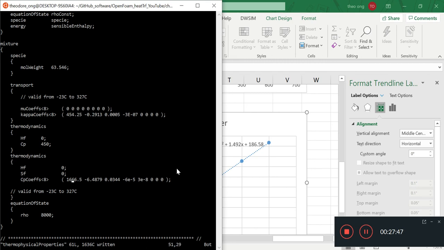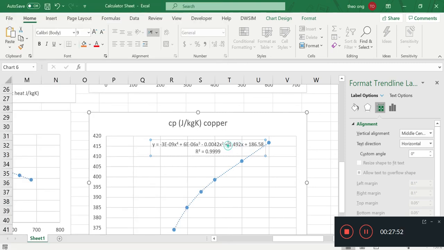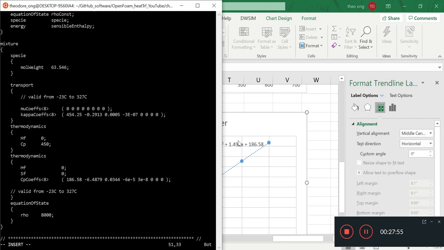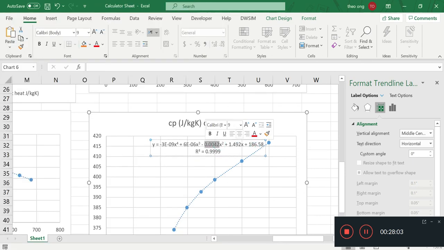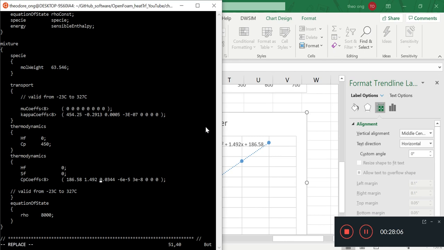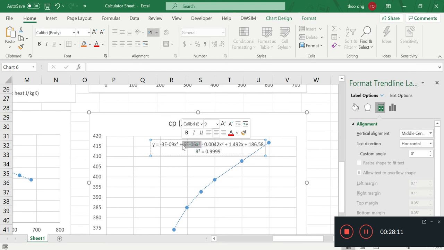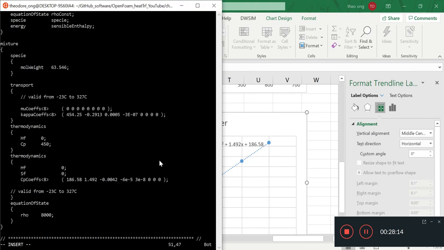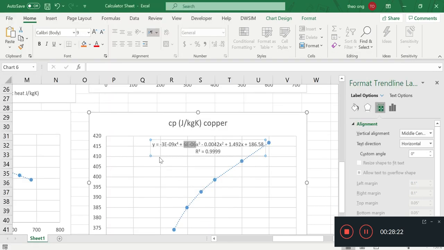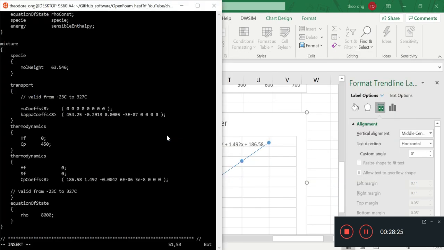CP coefficient, first one, this. Second one, 1.492x. Third one, minus 0.00042. Fourth one, 6 times 10 to the minus 6. So this is a plus 6 times 10 to the minus 6. Last one, minus 3 times 10 to the minus 9.